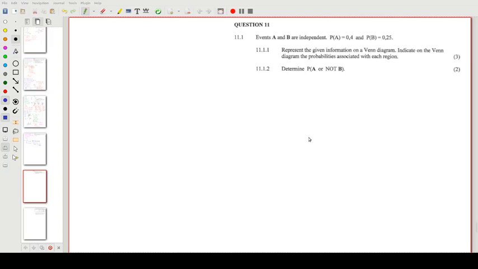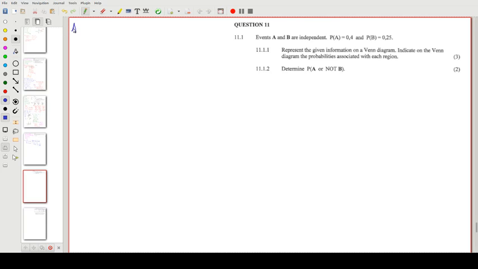And so we've arrived at the final question of paper 1 in 2019. And these are some more probability questions. Let's dive right in. Question 11 says, events A and B are independent. Probability of A is 0.4, probability of B is 0.25. I'm going to write all of that down again in case this isn't as clear on the final product.